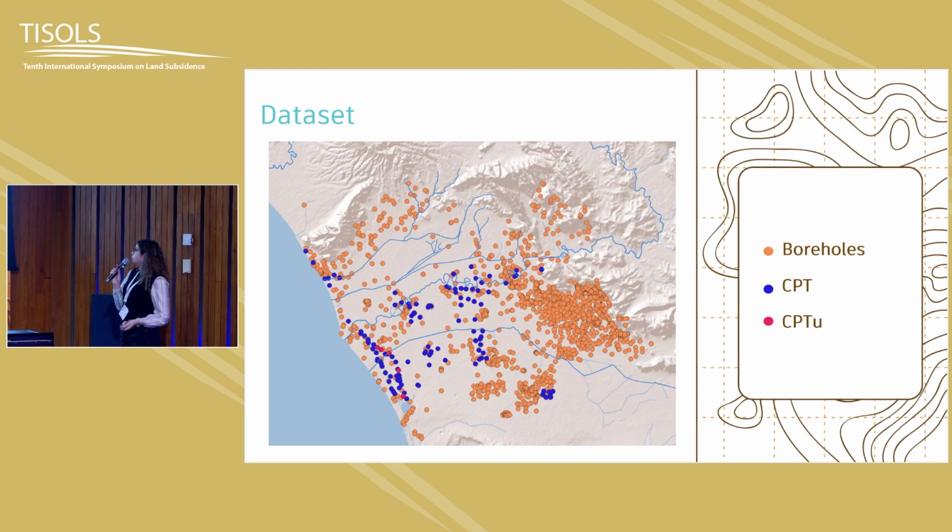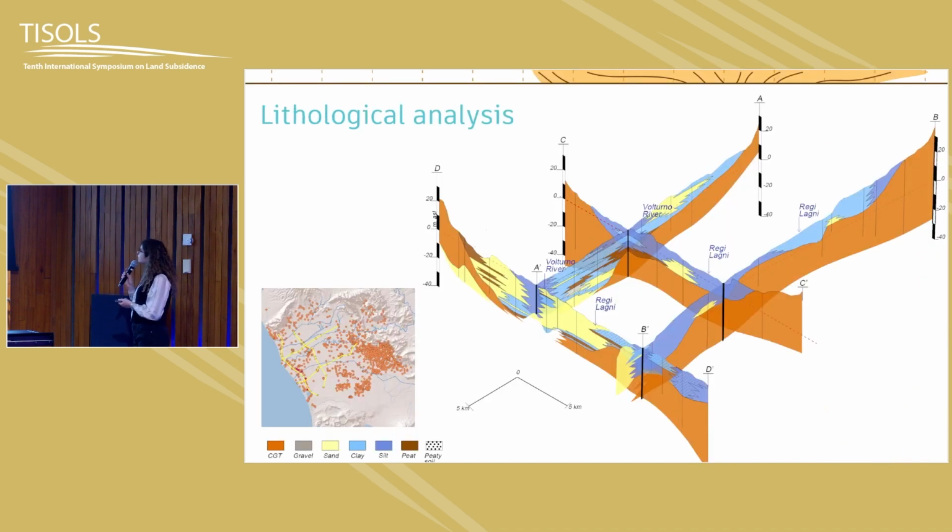The dataset that we used is composed of more than 1,500 boreholes, CPT and CPTU. From the boreholes, we did the analysis of the lithology of the area. We can see that we found obviously the tuff, that is the light brown, the sand, that is the yellow, and the clay silt, and also peat, that is the darker brown, and lots of peaty soils.